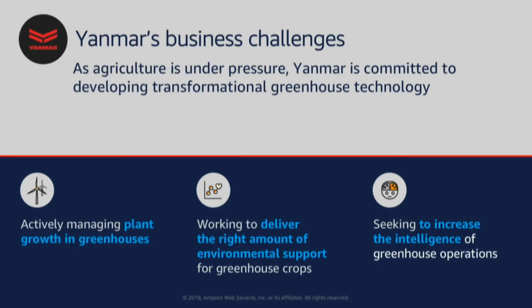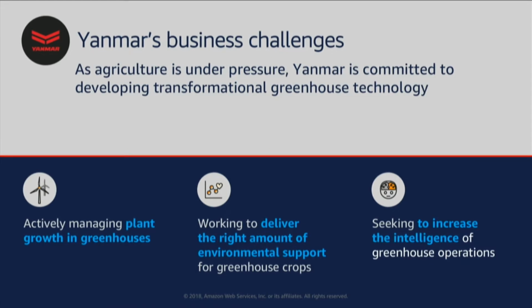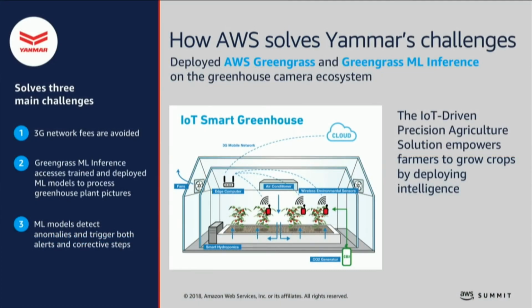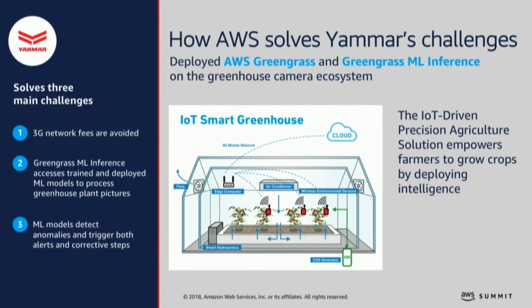And they wanted to deliver the right amount of environmental support in the greenhouse crops, especially in green grass. You need to be absolutely precise about when to water and how much to water, and other ambient conditions can have an impact on that as well. And they were looking to run that intelligence, run those trained models, in the greenhouse itself. So here's a diagram that explains what's going on here.